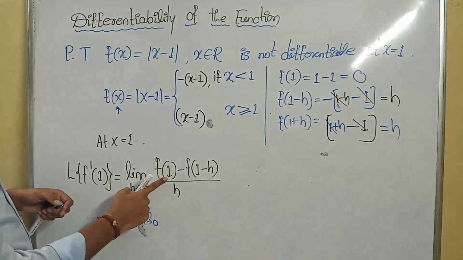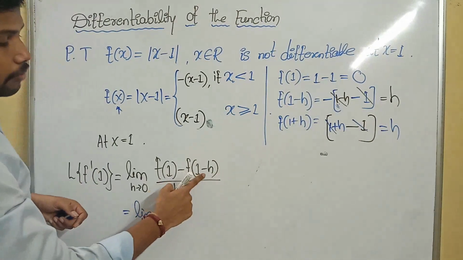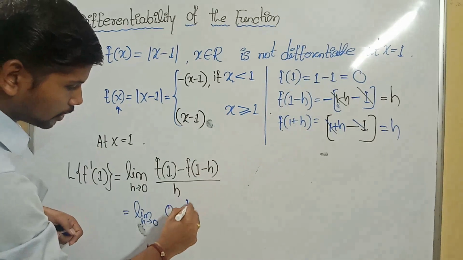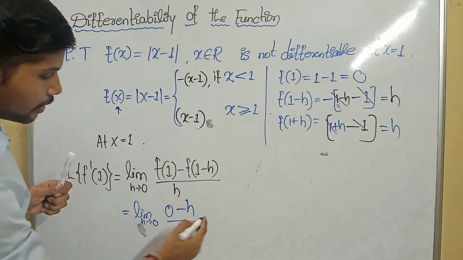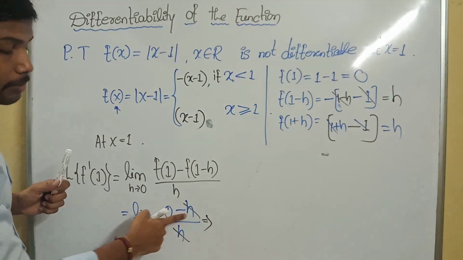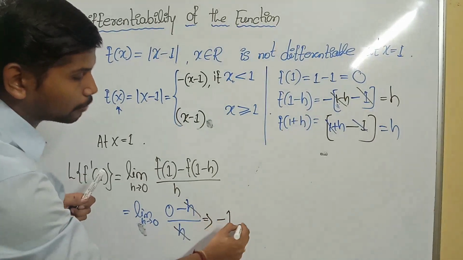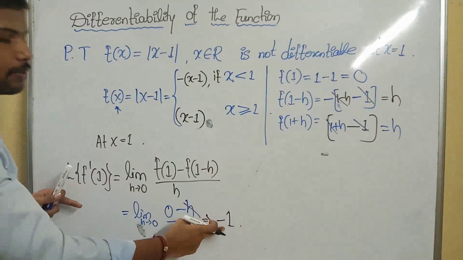What is f of 1? Can you say? f of 1 value is 0. I have to write minus f of 1 minus h, which is h, divided by h. Now h will be cancelled. What is remained? Minus 1 is remained. Limit applied to minus 1. I got the minus 1 only. Okay. Left hand derivative value is minus 1.